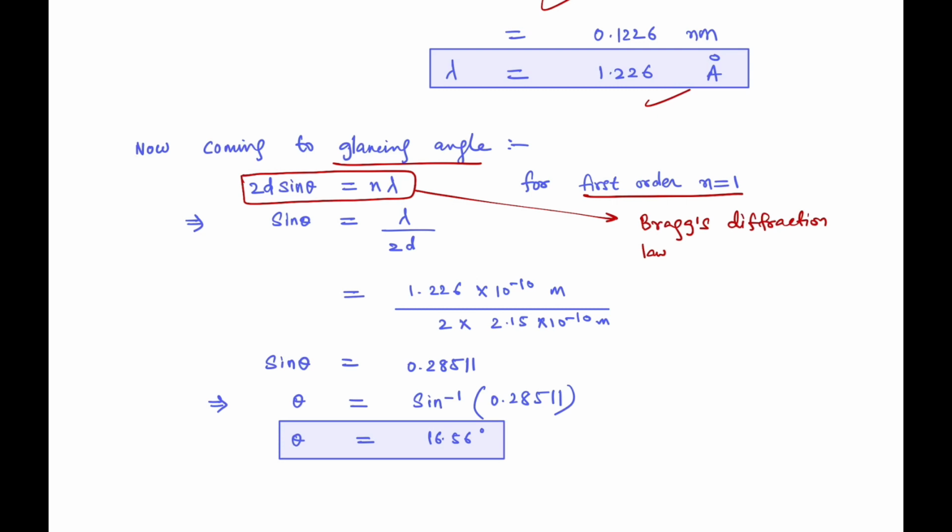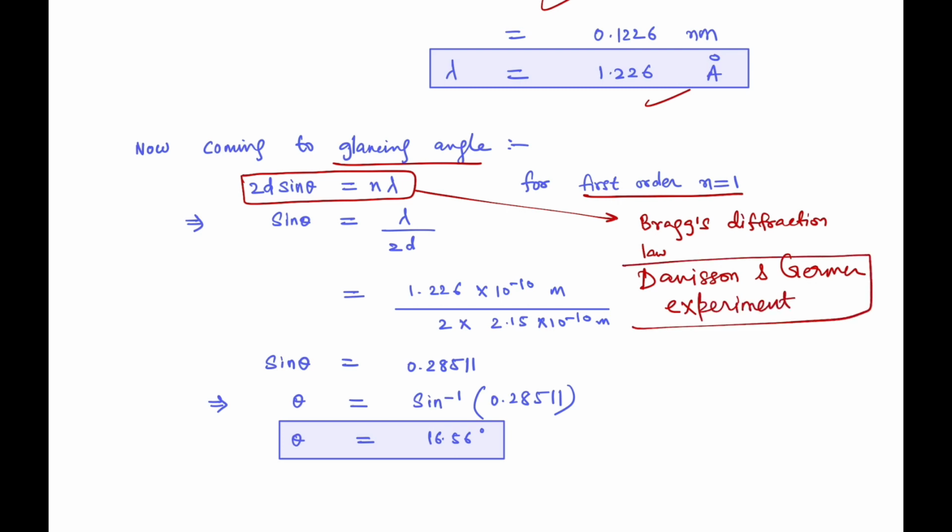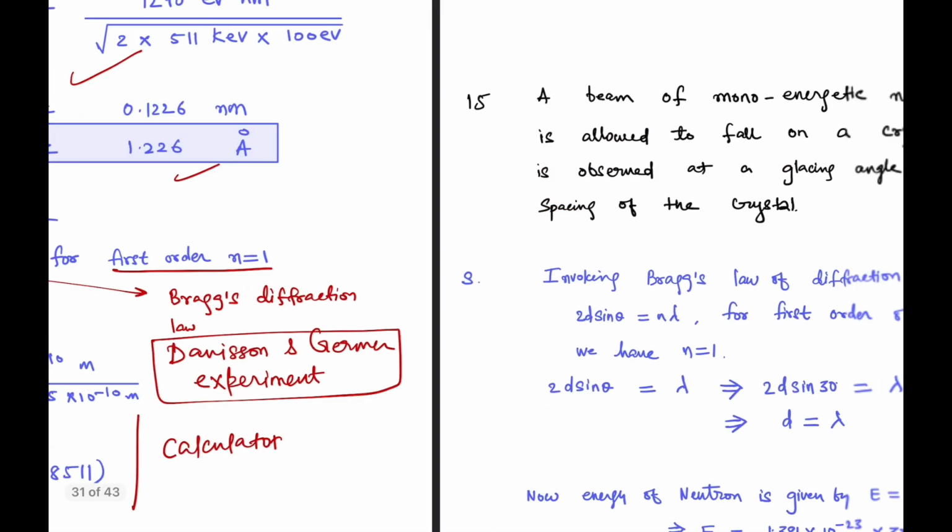We will also learn it in solid state physics. We will also learn it in the Davisson and Germer experiment. So when I substitute all the values, we get the glancing angle in the form of sine theta, and theta is nothing but around 16.56 degree, and obviously we know that in UPSC we are allowed to use the scientific calculator. So use your calculator to find all the values.